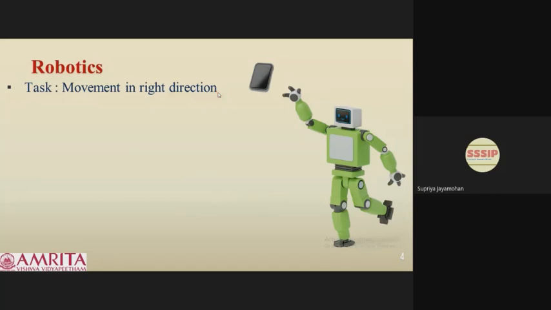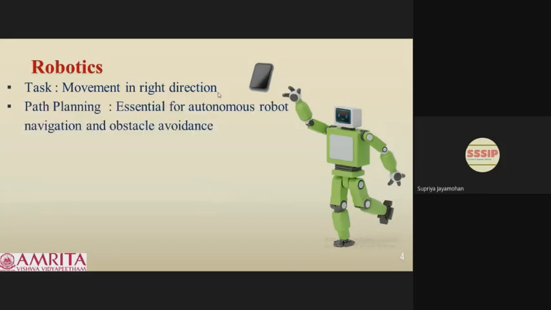Similar to that, here only one task we are discussing at present, that is movement in the right direction. As a result, we are going to discuss a task called path planning in robotic language. This path planning is very essential for the robot to move, and the major thing is that it should avoid obstacles. When it avoids obstacles and moves to the destination, we feel that there is success in the path planning algorithm.